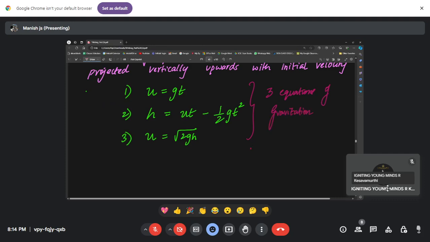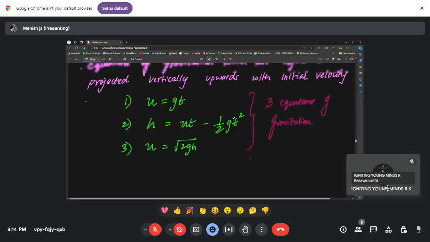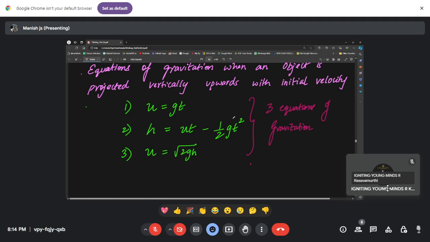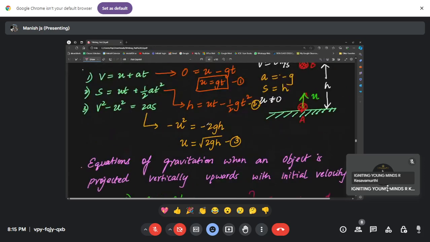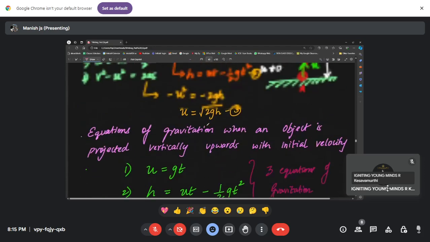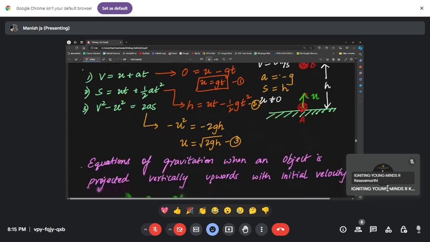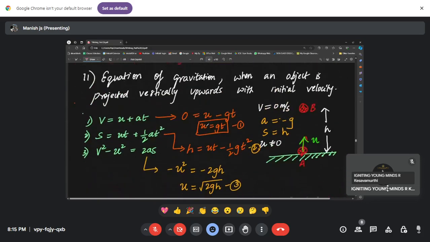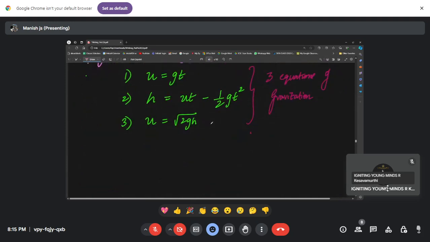The equations of gravitation when an object is projected vertically upward. So in total you have 3 plus 3, which are 6 equations of gravitation, for both the cases combined. All right, so next, moving on. I hope this aspect is clear. Fine, so with this, we'll move on to the next concept.